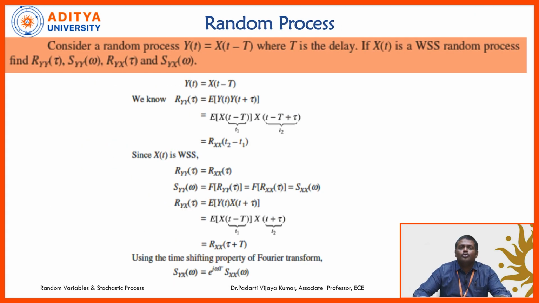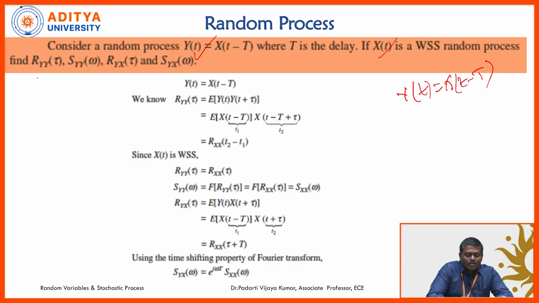Okay. Let us see one more problem related to the cross power spectral density. Two random processes are defined here. X of t is one random process, Y of t is another random process. Y of t is the delayed version of X of t, delayed by a delay of T seconds. Now, we are asked to compute the autocorrelation function of Y of t, auto power spectral density of Y of t, cross correlation function, and cross power spectral density.